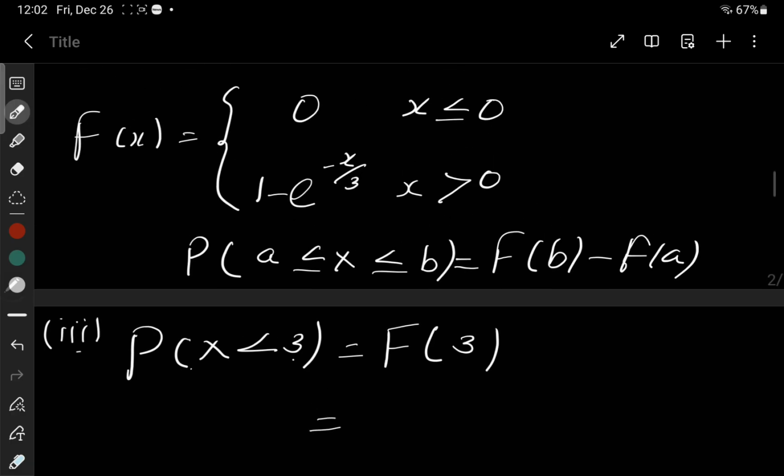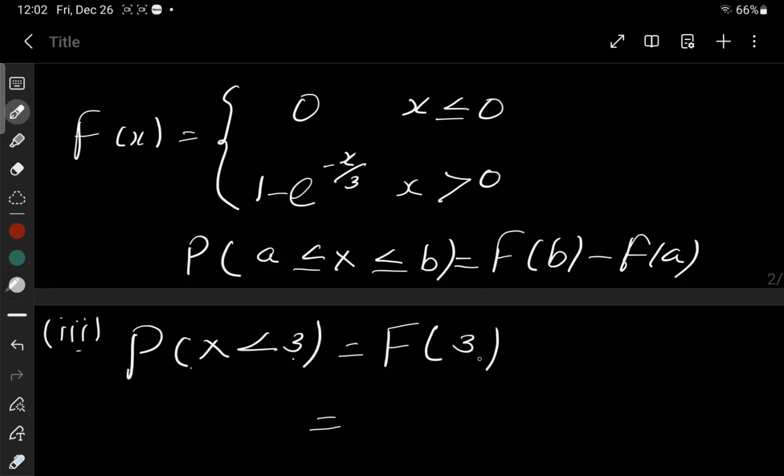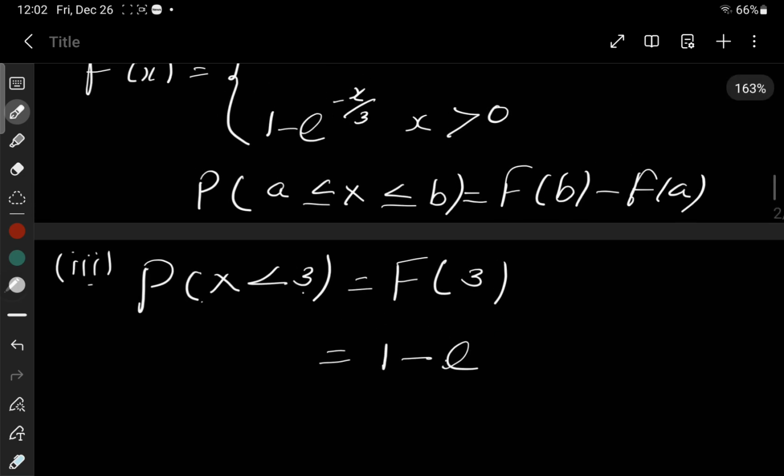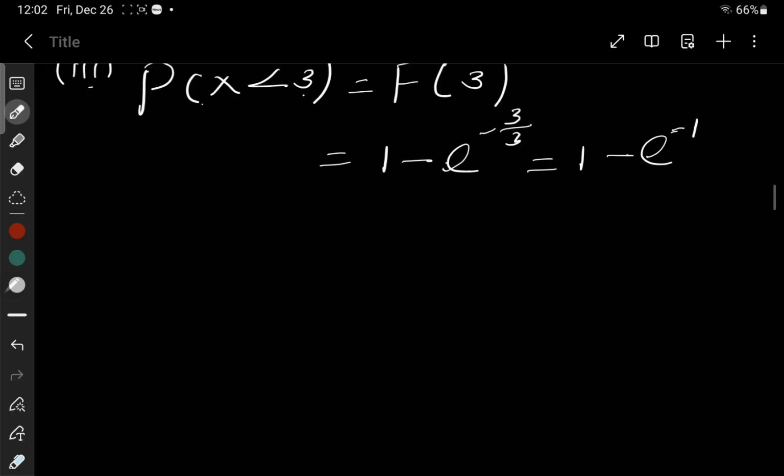So what is our F of x here? 1 minus e power minus x by 3 for x greater than 0. So 3 is greater than 0, so just write the function, replacing x with 3. This is equal to 1 minus e power minus 3 by 3, which is 1 minus e power minus 1. This is the answer.